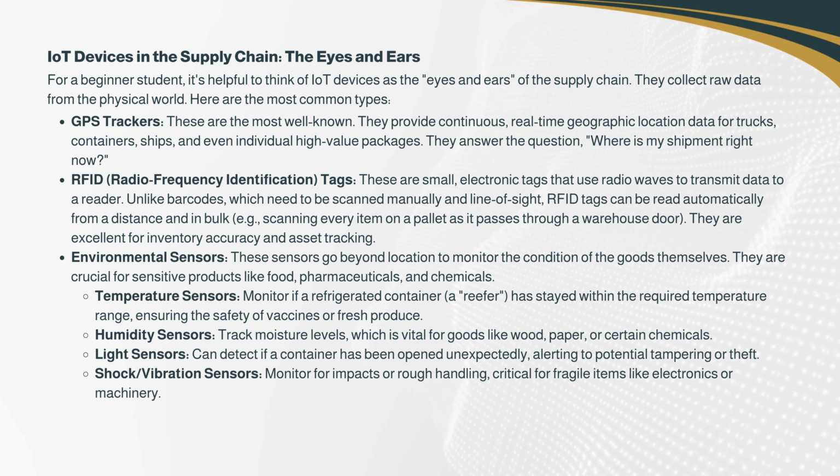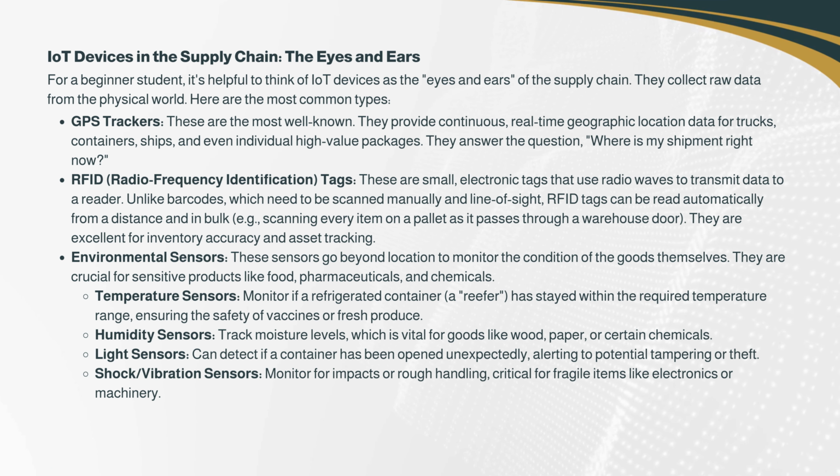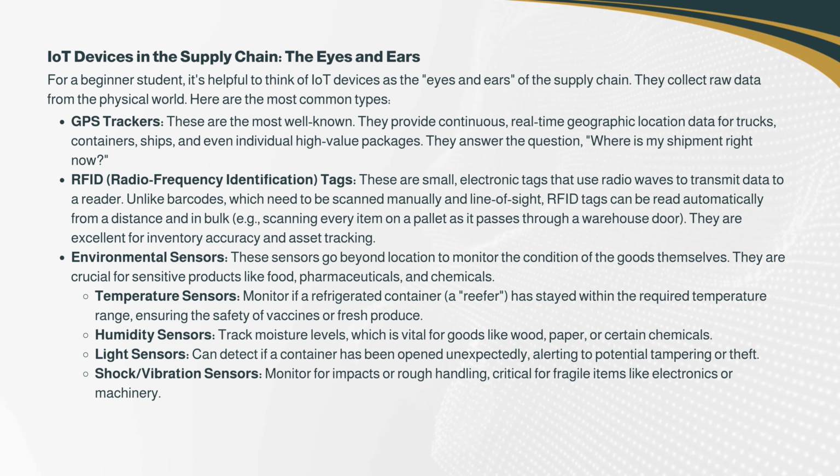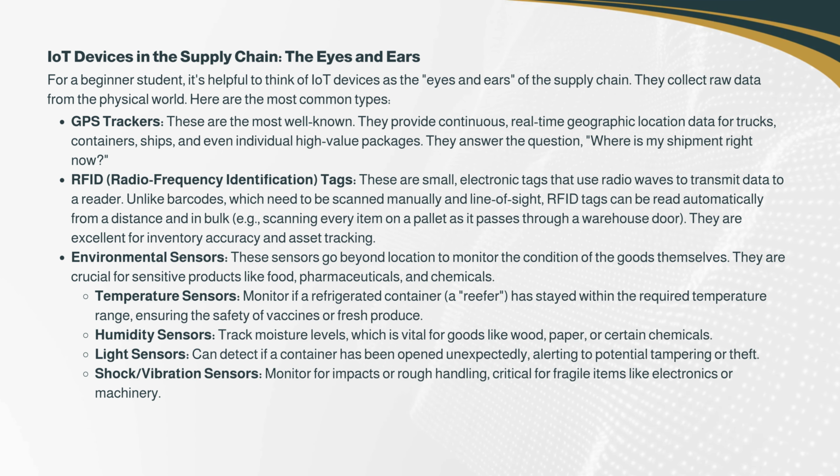Humidity sensors. Track moisture levels, which is vital for goods like wood, paper, or certain chemicals. Light sensors. Can detect if a container has been opened unexpectedly, alerting to potential tampering or theft. Shock, vibration sensors. Monitor for impacts or rough handling, critical for fragile items like electronics or machinery.